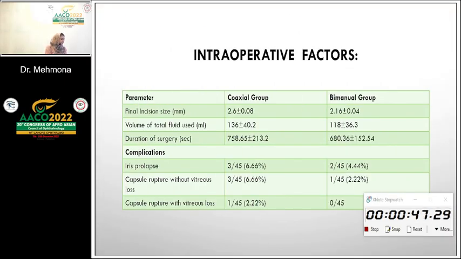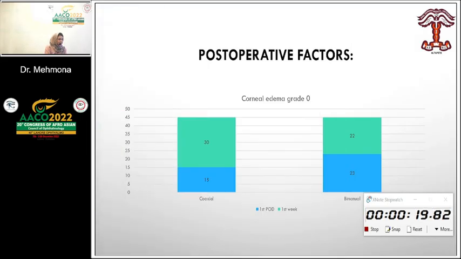The intraoperative factors we studied were final incision size, volume of total fluid used, and duration of surgery. In the bimanual group, the incision size was smaller, the volume of fluid used was less, and the duration of surgery was less as compared to the coaxial group. Complications were there, as they are inevitable, but the incidence was much less in the bimanual group as compared to coaxial.